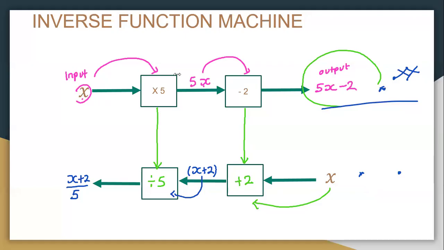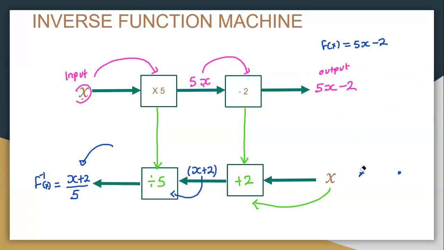Okay. So members, I want to let you know that if this was our function, its inverse is this. And this is what we call the inverse. So in case it was f, I would have called it f inverse of x is equal to (x plus 2) over 5. And then this one is your function f of x is equal to 5x minus 2. So this is how you can use the number machines to obtain the inverse.